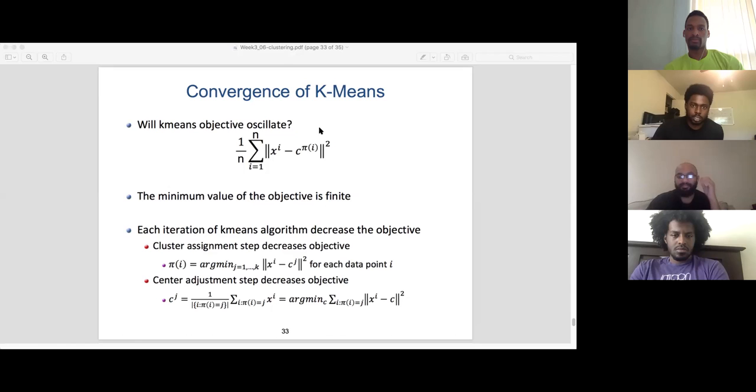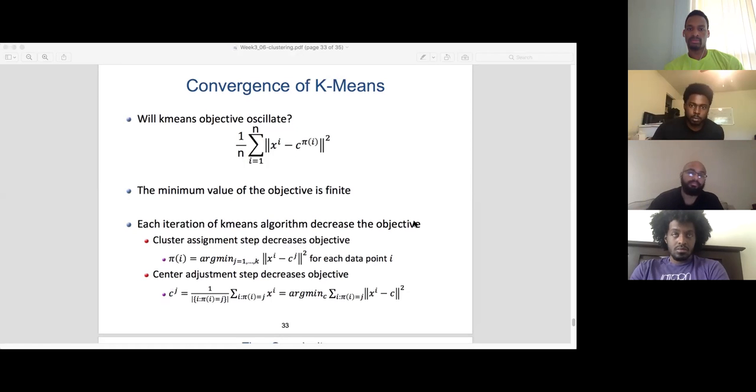Will it oscillate? No, right? We're minimizing it. Our objective function is going to reach some value, and then that's a minimum. So we wouldn't expect it to oscillate. Each iteration of k-means decreases the objective. That's what Kevin said earlier, right, in both of these steps of the algorithm.